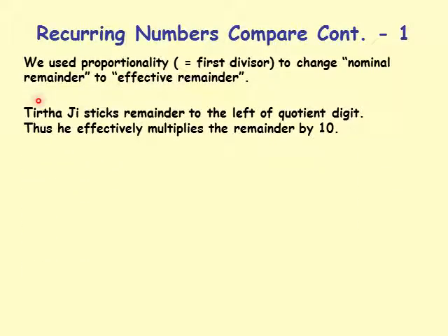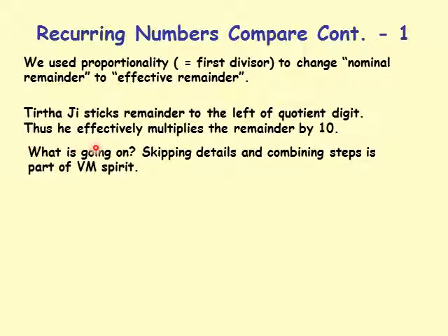Okay, and Tirthaji sticks the remainder to the left of the quotient digit. Thus, he effectively multiplies the remainder by 10. 10 was our proportionality when we did 100 over 19 or 3 over 39. 10 was our first division and was proportionality. We multiply the remainder by 10. He just sticks the remainder to the left. So he's doing the same thing without recognizing that he's multiplying by 10. Okay, let's continue here.